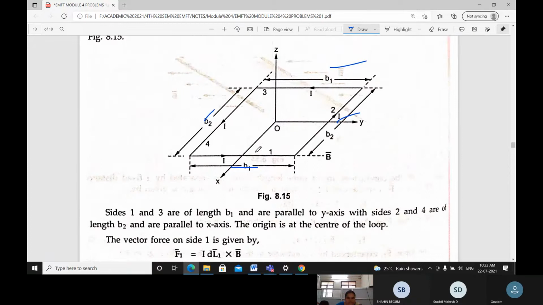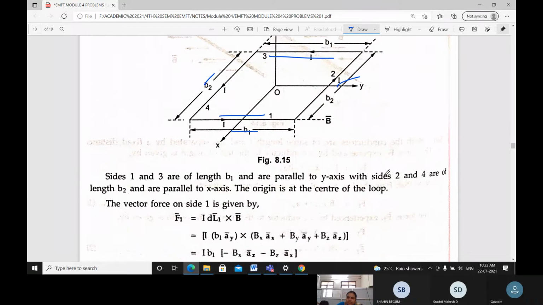Sides 1 and 3 have length B1 and are parallel to the y-axis. Then sides 2 and 4 have length B2 and are parallel to the x-axis, which is what is written in the figure. The origin is at the center of the loop.